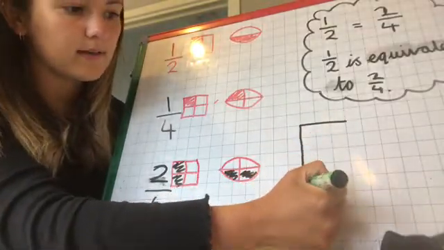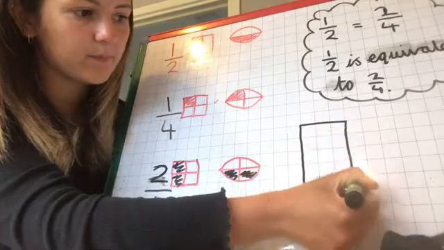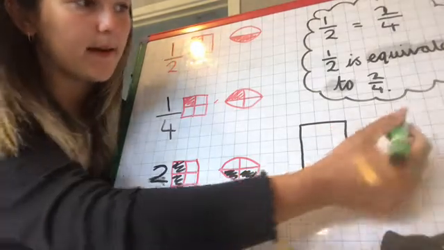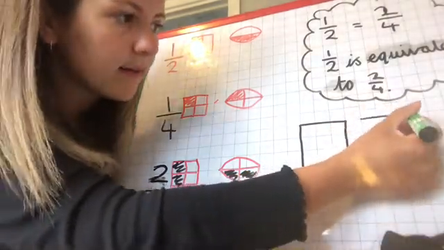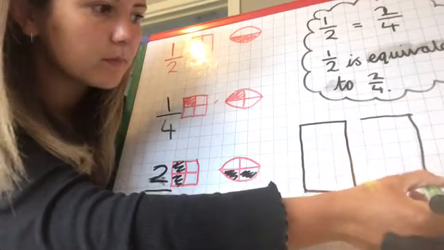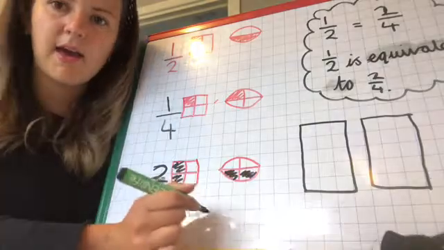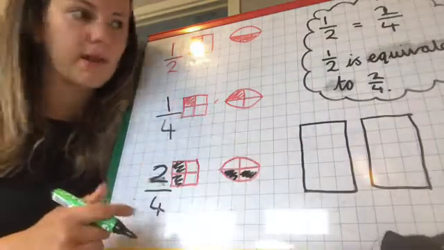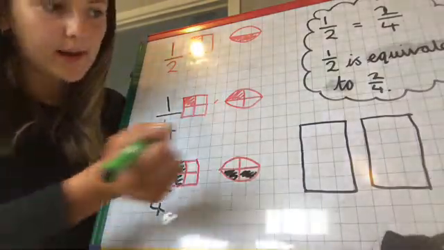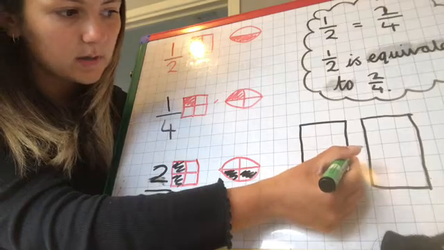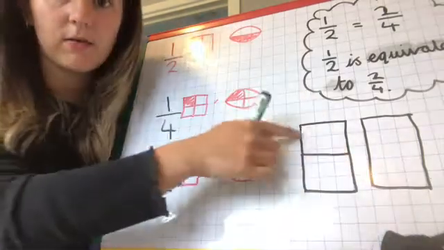Here is a rectangle. Okay, and here is another rectangle. Okay, we're going to pretend this is a big piece of chocolate. Now, when I'm showing a half, I'm going to put it into 2 equal parts. Split into 2 equal parts.